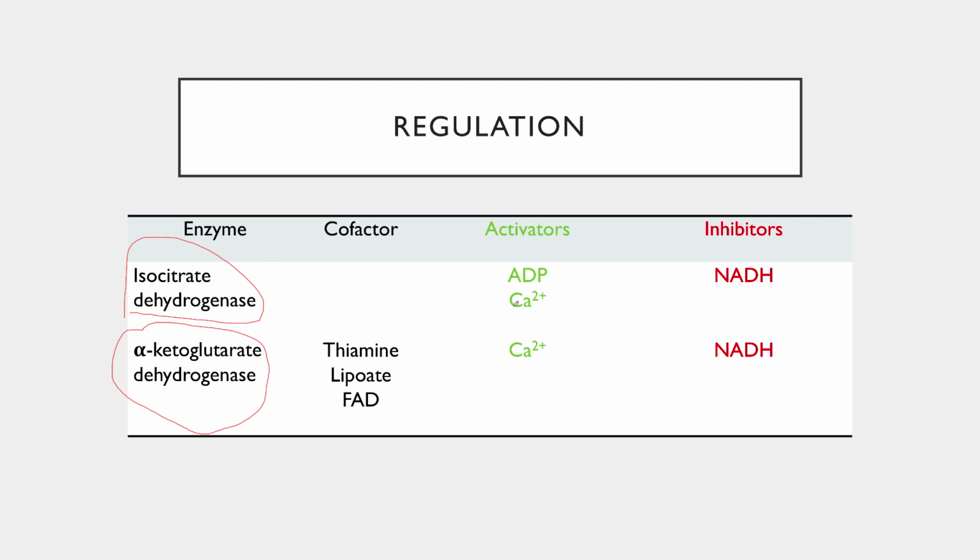So in the case of isocitrate dehydrogenase, it's activated by ADP, and both enzymes are activated by calcium, which would be indicative of exercising muscle. The primary inhibitor for both of these enzymes will be NADH. As NADH levels accumulate, this will inhibit the activity of these enzymes and therefore reduce flux through the TCA cycle. Also of note is that alpha-ketoglutarate dehydrogenase requires the same cofactors as the pyruvate dehydrogenase complex.